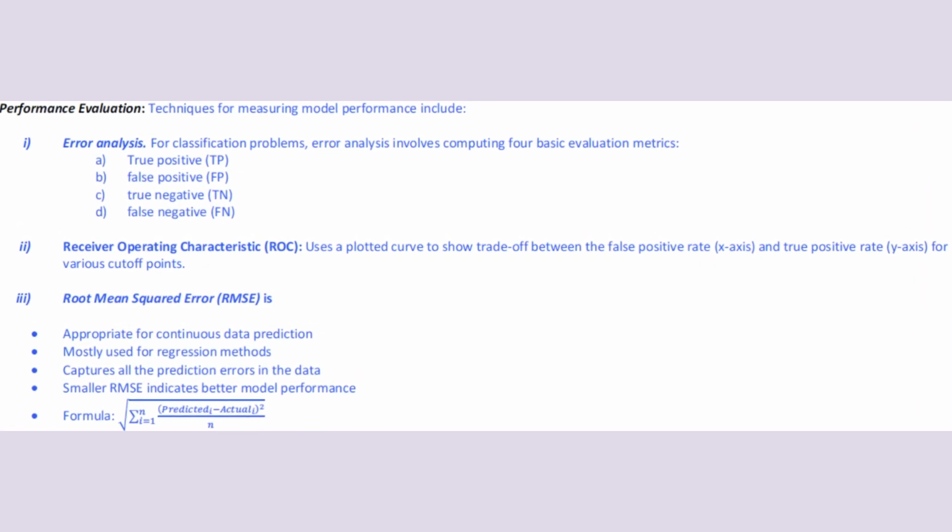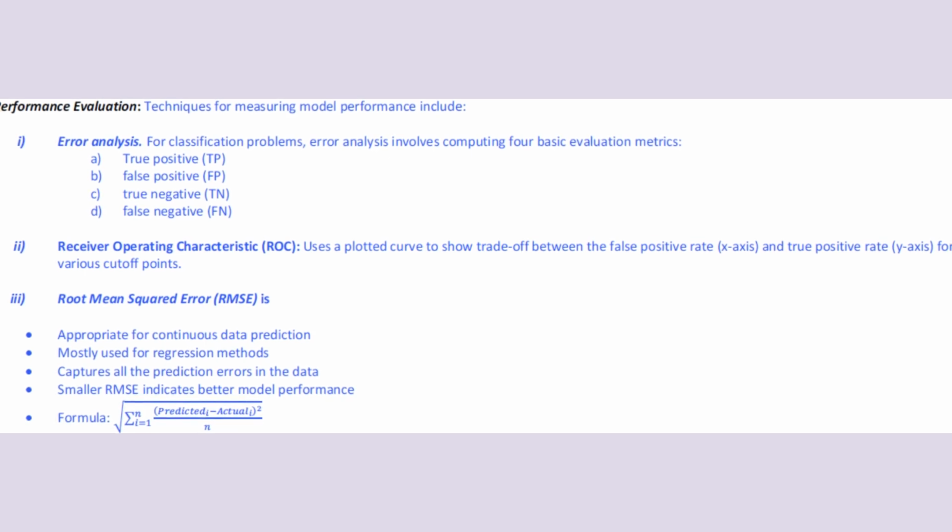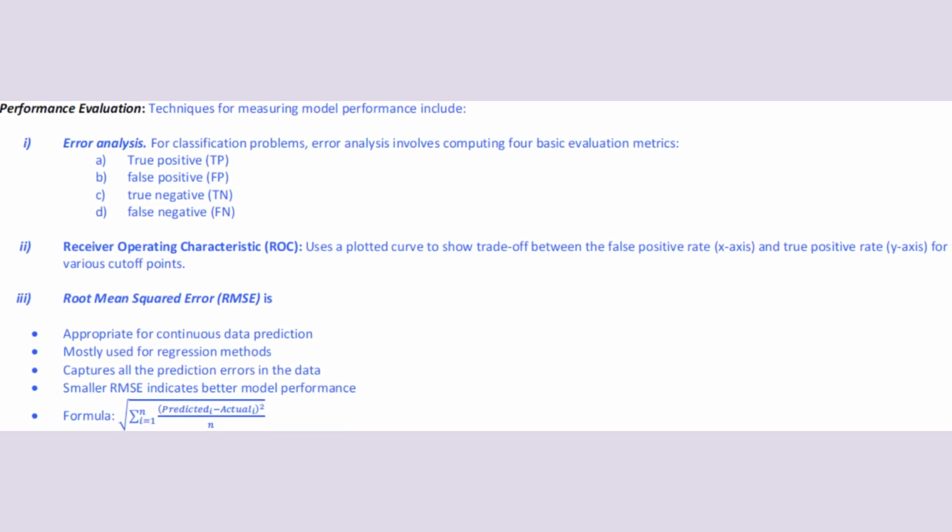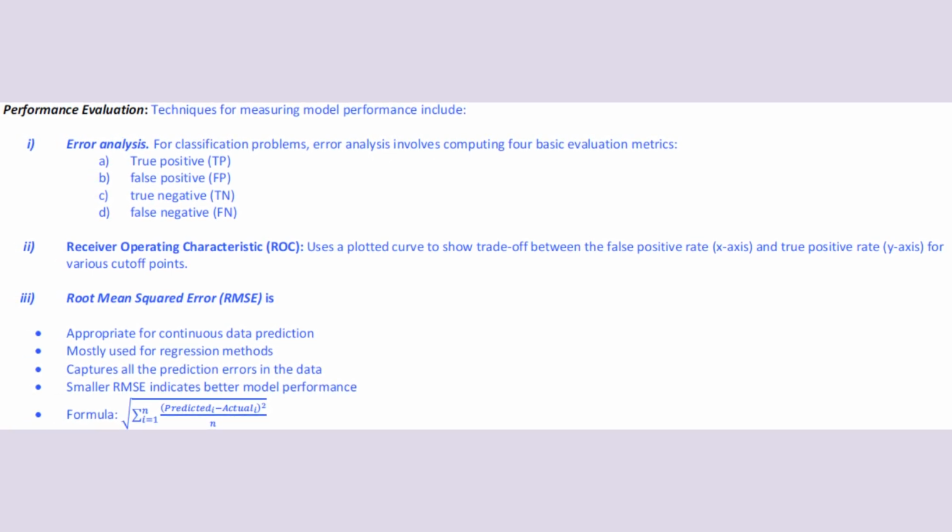Performance evaluation. Techniques for measuring model performance include: 1. Error analysis. For classification problems, error analysis involves computing 4 basic evaluation metrics. A. True positive, TP. B. False positive, FP. C. True negative, TN. D. False negative, FN.